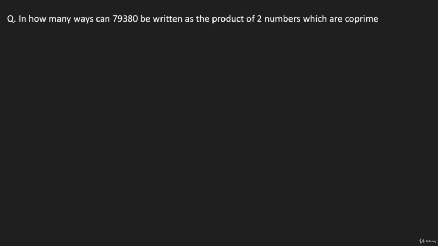Let's do this question. In how many ways can 79380 be written as the product of 2 numbers which are co-prime? Pause the video, give it a try, and then let's do it together.